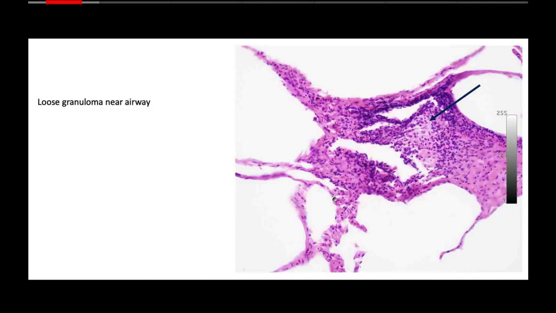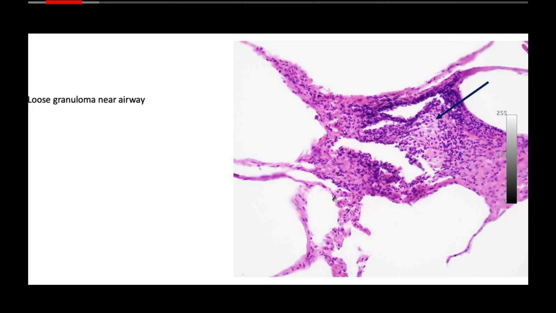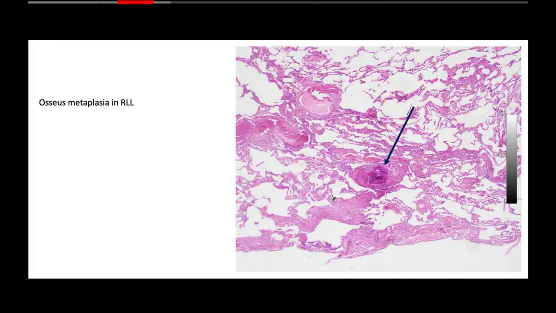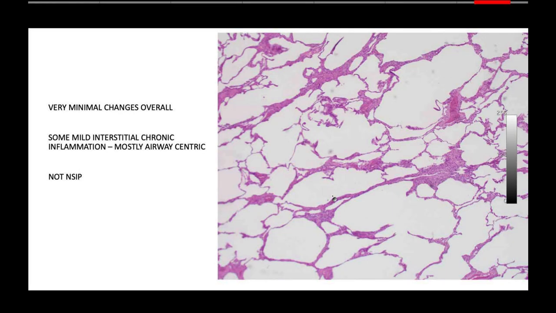So far, the pathologist comment: very minimal changes overall. Some mild interstitial inflammation described like that, mostly airway centric. So this would be a so-called minimal change biopsy where so many of these interalveolar septa look completely normal, not NSIP.